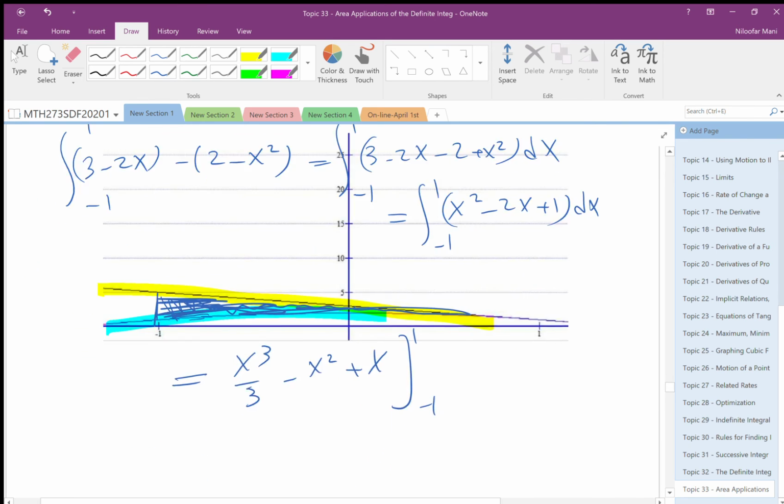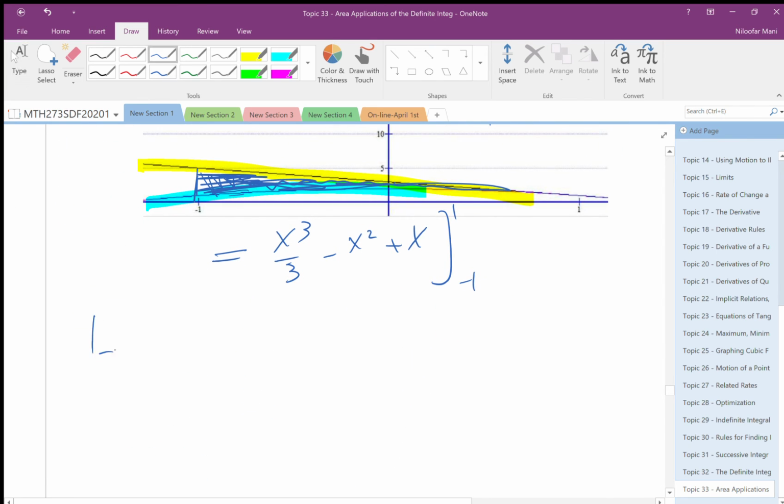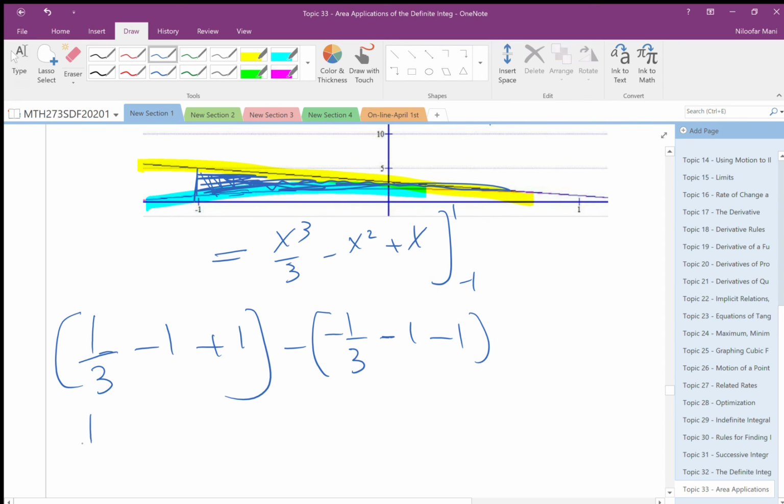Okay, so -1 to 1, so I put 1, so I have 1 over 3 minus 1 plus 1 minus, I have -1 over 3. If I put -1, what happened? It is still minus because it's positive and I already have minus, and -1. Okay, so I have 1 over 3 plus 0 plus 1 over 3 plus 1 plus 1, which is 2 over 3. 2 over 3 unit squared. Okay, if I make a mistake anywhere, just tell me.